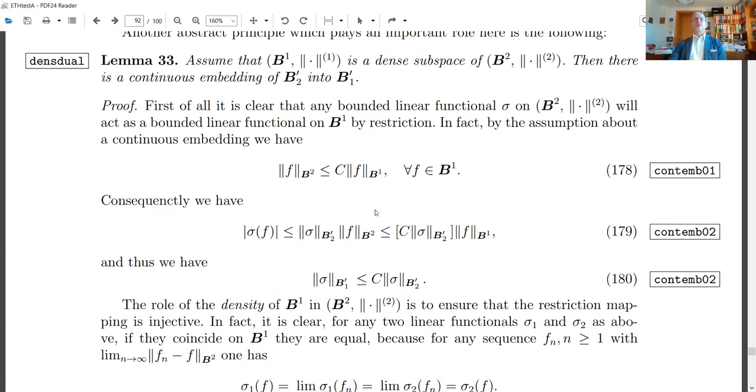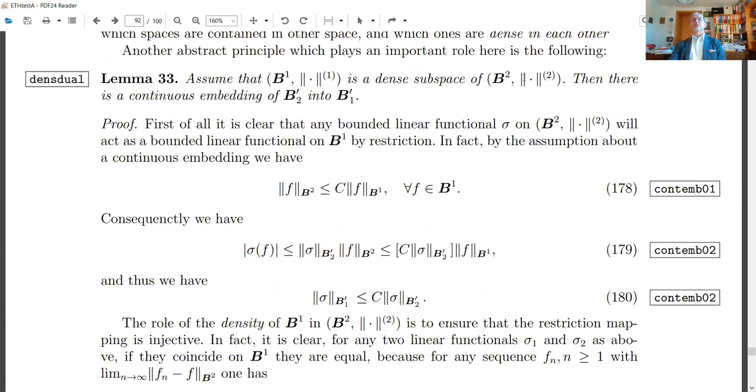If we have two Banach spaces, in our case for example the Fourier algebra and the C0 space, and you have an embedding of the first one into the second as a dense subspace, then the dual space of the second one can also be embedded into the first one. So if you think of small and big, if you embed a small space into a big space, then the dual space will have the opposite inclusion result.